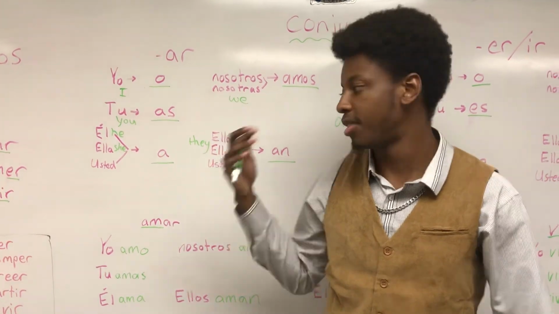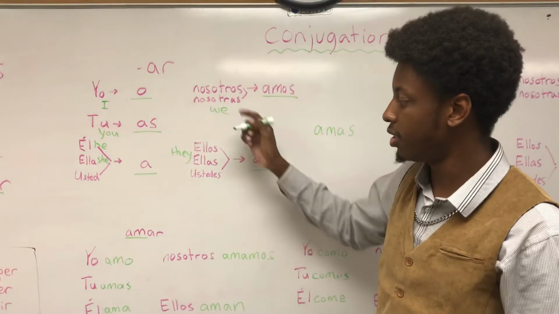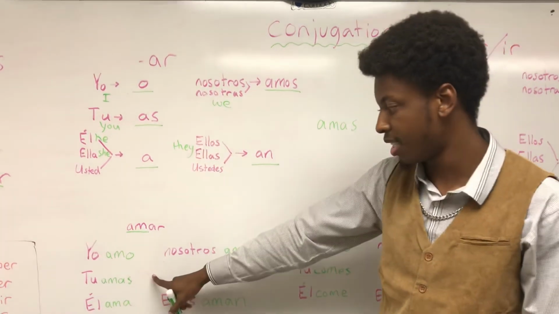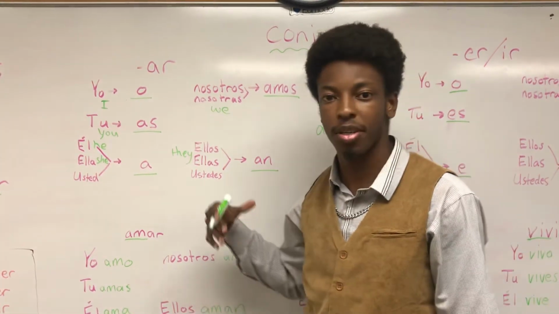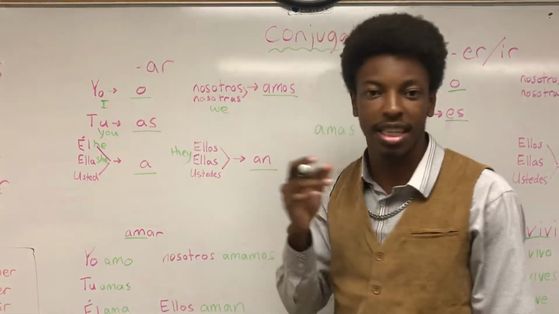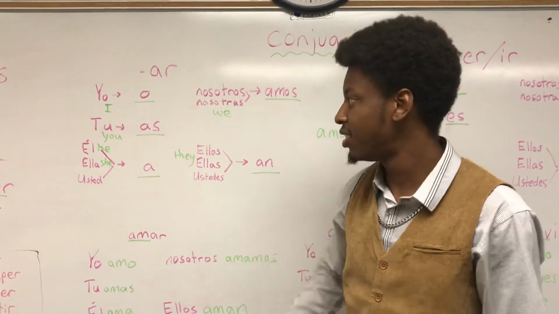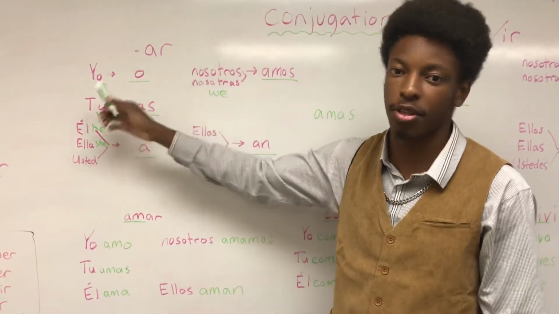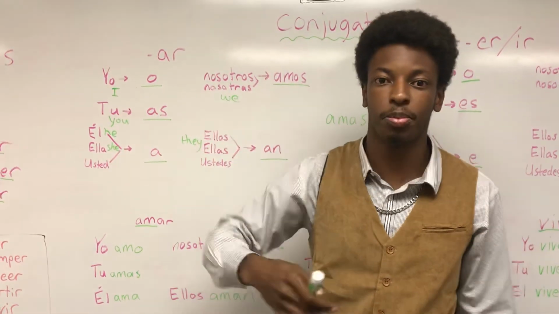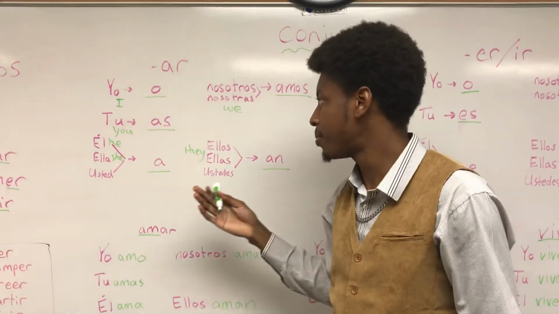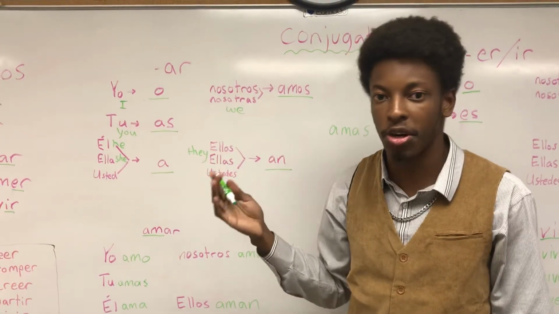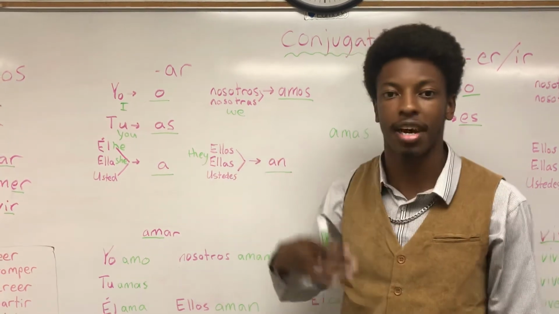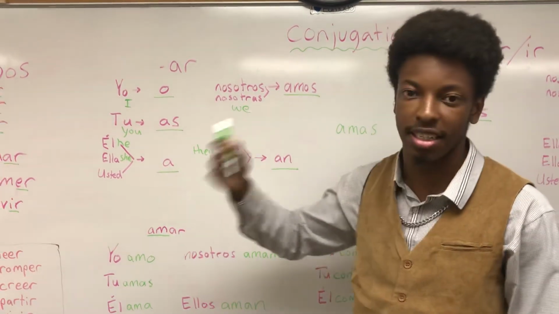And why do you practice? You practice because the more that you write it and the more you do examples like this right here, amar, the more you practice, the easier it will get and the quicker it will come to you. As soon as you see yo, you'll just think of o, and you'll know it ends in o for yo. Okay, and that's what's going to let you speak the language, actually. You don't want to say yo and then think about what's the ending. You want to have that practice so that you can just say it immediately.